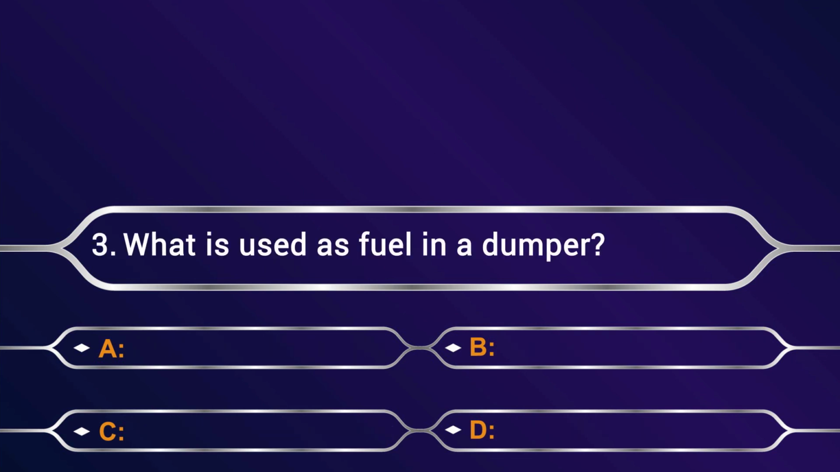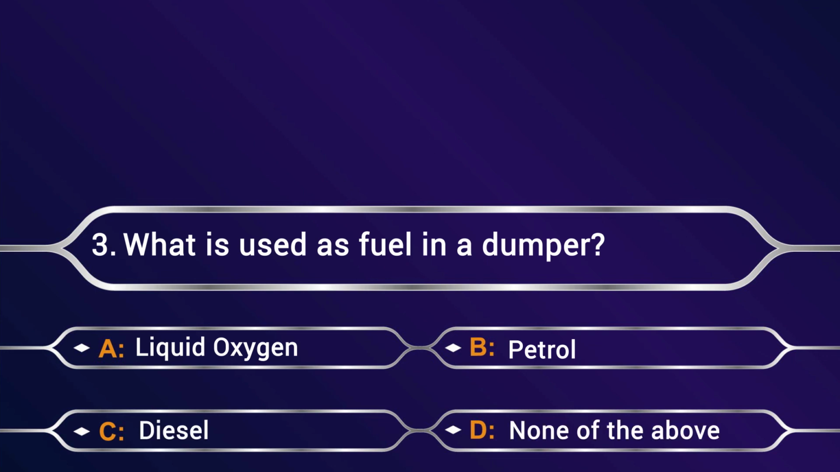Question number 3. What is used as fuel in a dumper? Option A. Liquid oxygen. Option B. Petrol. Option C. Diesel. And option D. None of the above. Yes, you guessed it right. It's diesel.